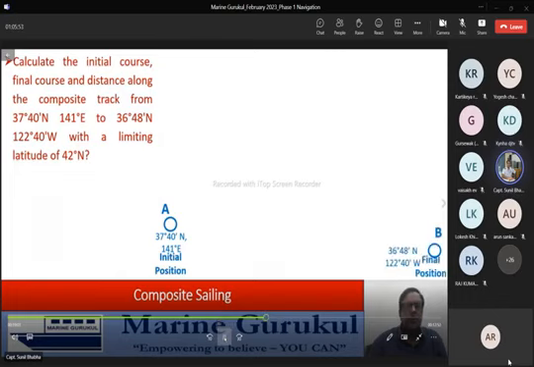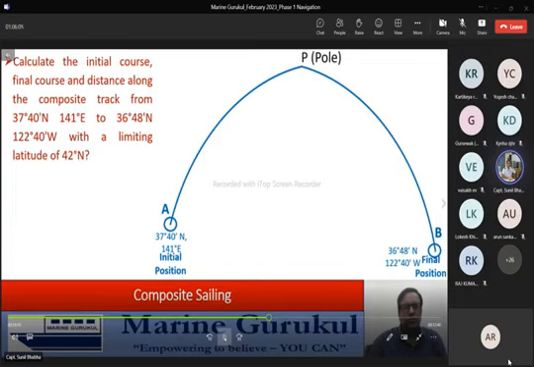Now we mark off the appropriate pole, as the limiting latitude is north. So the appropriate pole is north, up on the screen. Now we draw the meridians of A and B. They also show up on the screen. Now if we had to take a great circle track from A to B, we would have drawn the arc of great circle passing through A and B.